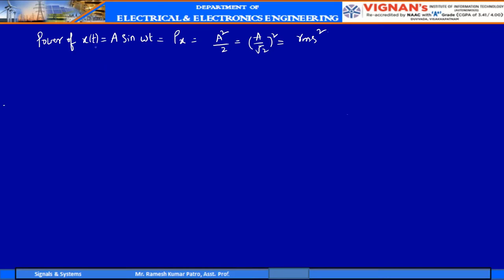We derived that the power of signal x of t is A squared by 2, which is equal to the RMS power squared, right? Now if I shift this signal, suppose y of t is equal to A sine omega t plus or minus theta, we already know that the shifting of a signal will not change the energy and power. Therefore, the power of this y of t is also equal to A square by 2, which is equal to the RMS power square.